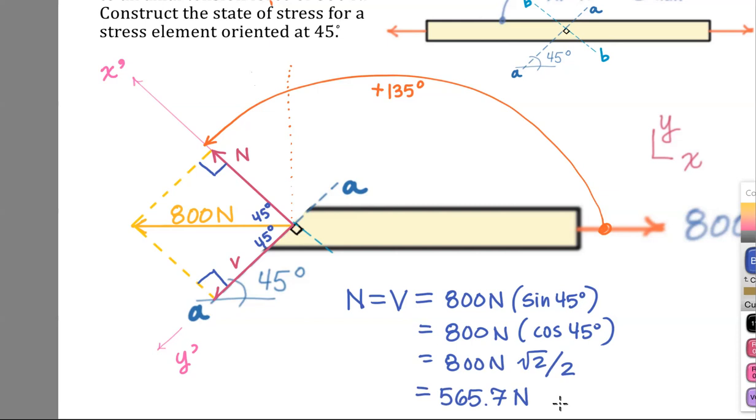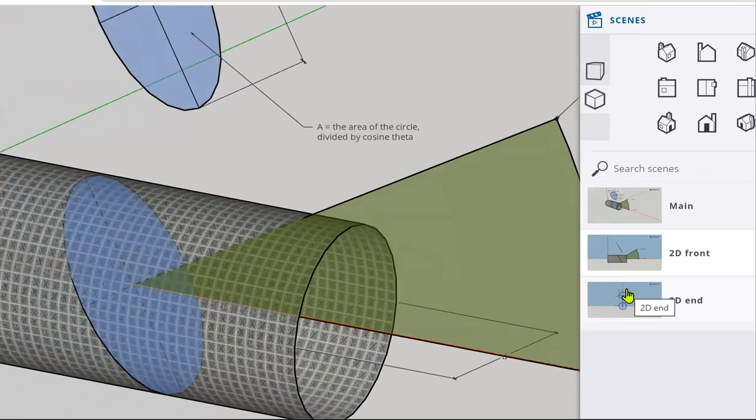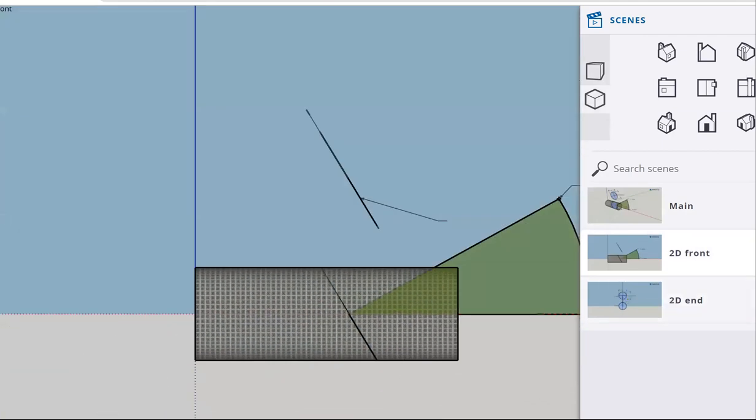Okay, cool. We want to get stresses on that plane. So we're thinking about our equations. We have to divide the 565.7 newtons by the area. And how are we going to get this area of an inclined plane? This one's hard to visualize, so I made you a CAD model. It looks like this. So basically, we've been working with this two-dimensional view just like this.